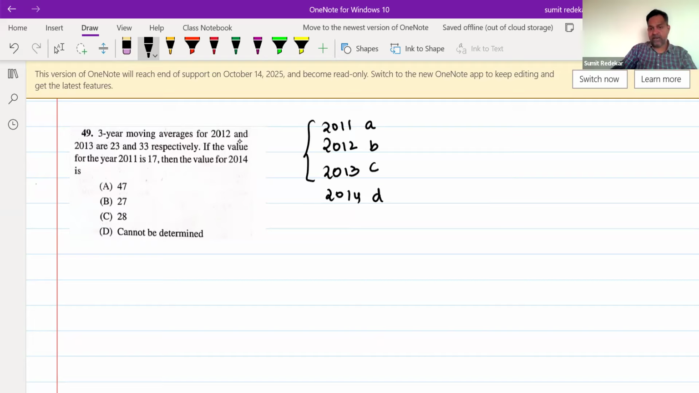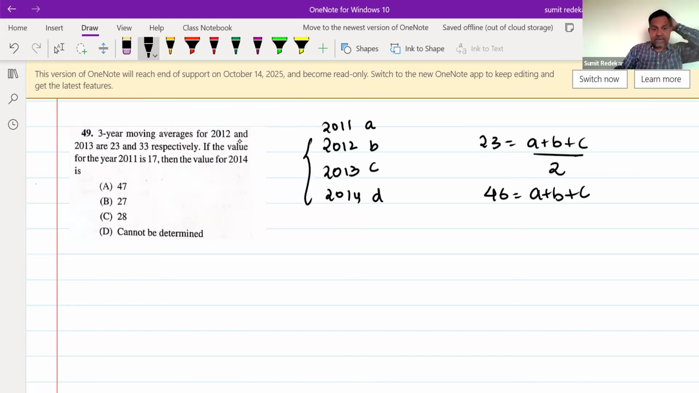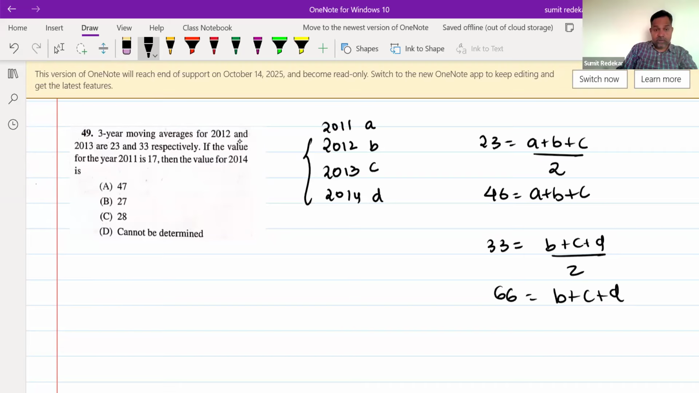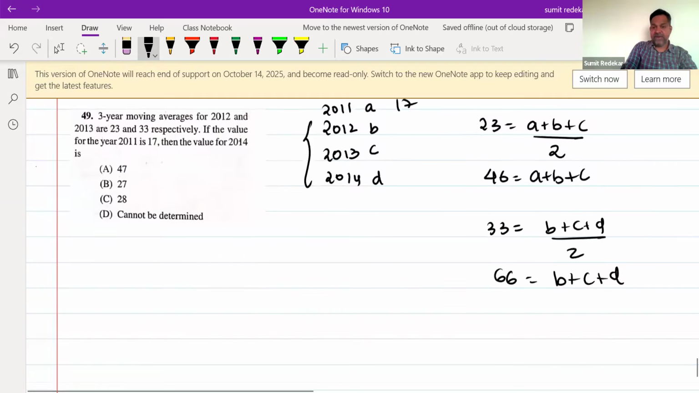अगर 12 का 23 है तो 23 इज a प्लस b प्लस c डिवाइडेड बाई 2. क्रॉस मल्टीप्लाई. 46 इज a प्लस b प्लस c. अगर 2013 का 33 है तो 33 is b plus c plus d upon 2. Cross multiply. 66 is b plus c plus d. Now what? If the value for 2011 is 17, अगर ये a 17 है, ये पता चल गया.